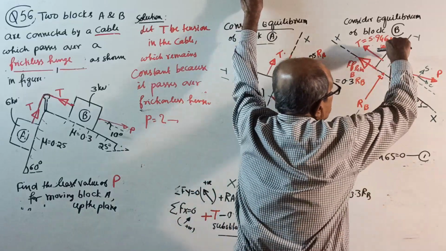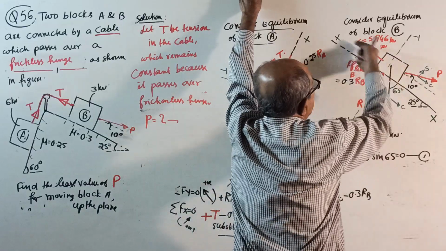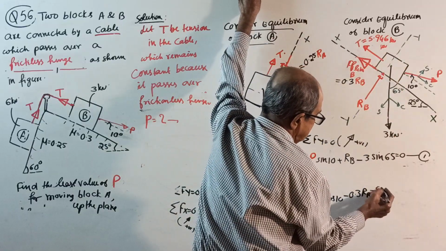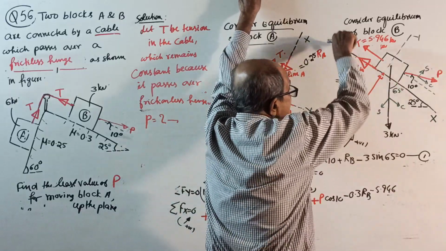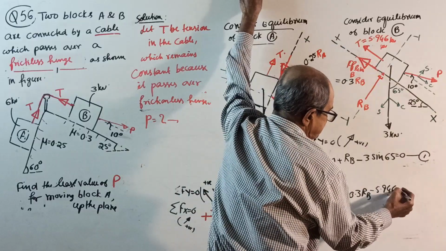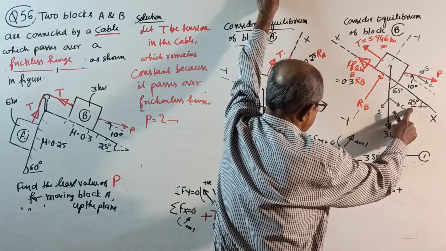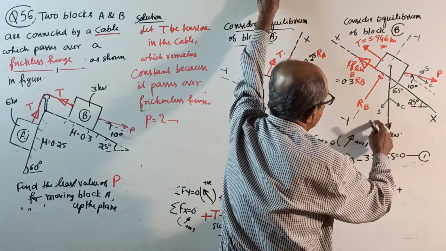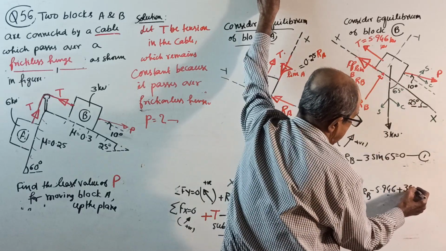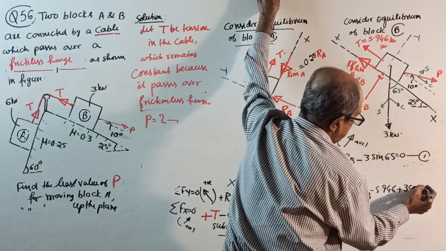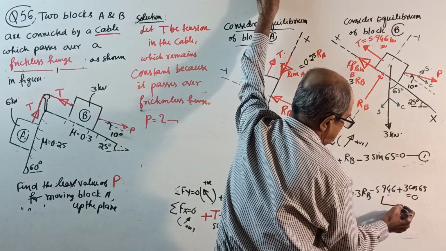RB, see, plus P cos 10 minus 0.3 RB, then minus 5.946, and also see, we are taking this way positive, plus how much? Plus 3, where is it? Cos, it's, see, plus 3 cos 65 equal to 0. This you call equation number 2.